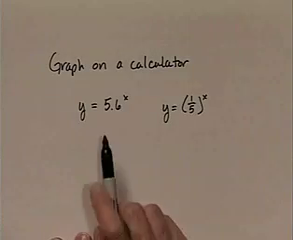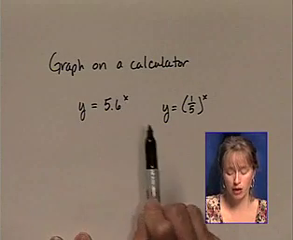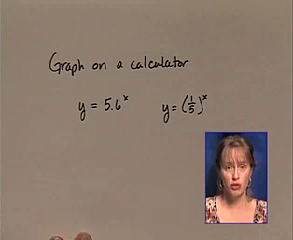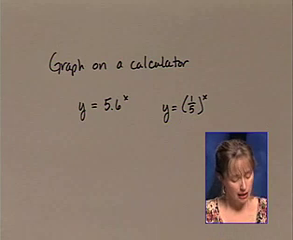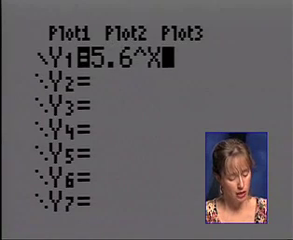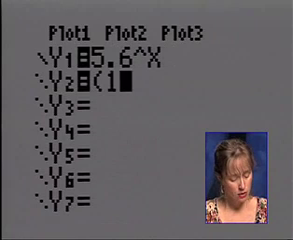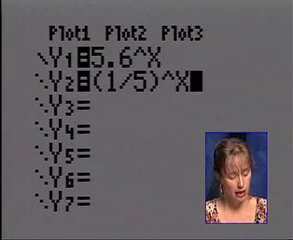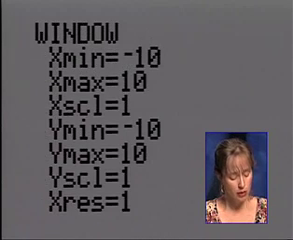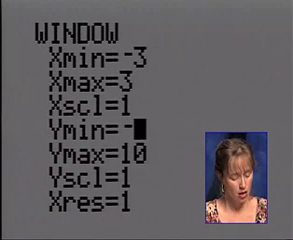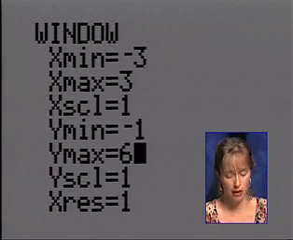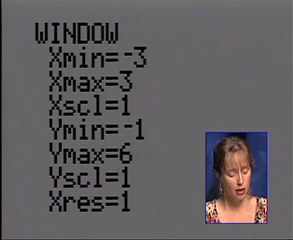Let's graph a couple of exponential functions on a calculator. Here are the two functions we're going to graph. We're going to graph 5.6 to the x power and 1/5 to the x power and compare the two. So let's go to our graphing calculator and enter 5.6 to the x power and then 1/5 to the x power. And as a window, let's use -3 to 3 with a scale of 1 in the x direction, -1 to 6 with the scale of 1 in the y direction, and push graph.